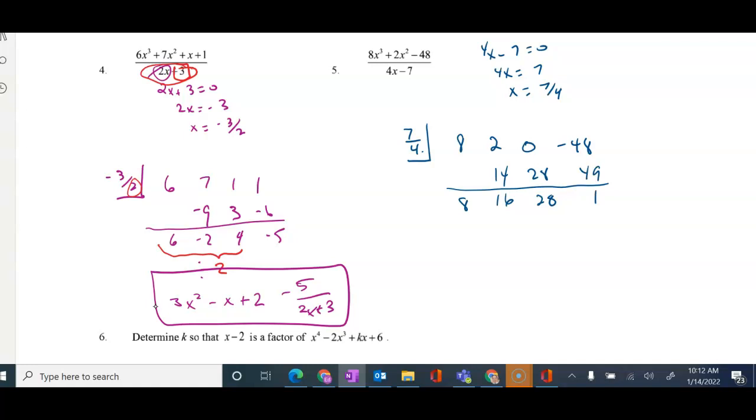That's the remainder. Now, what is the compensation step we do? How do we alter these coefficients to be what the actual quotient is? Since we divided this negative 7 by 4, we're going to divide all of these coefficients by 4. And end up with an answer of 2x squared plus 4x plus 7, and the remainder remains 1 over 4x minus 7. That's it.